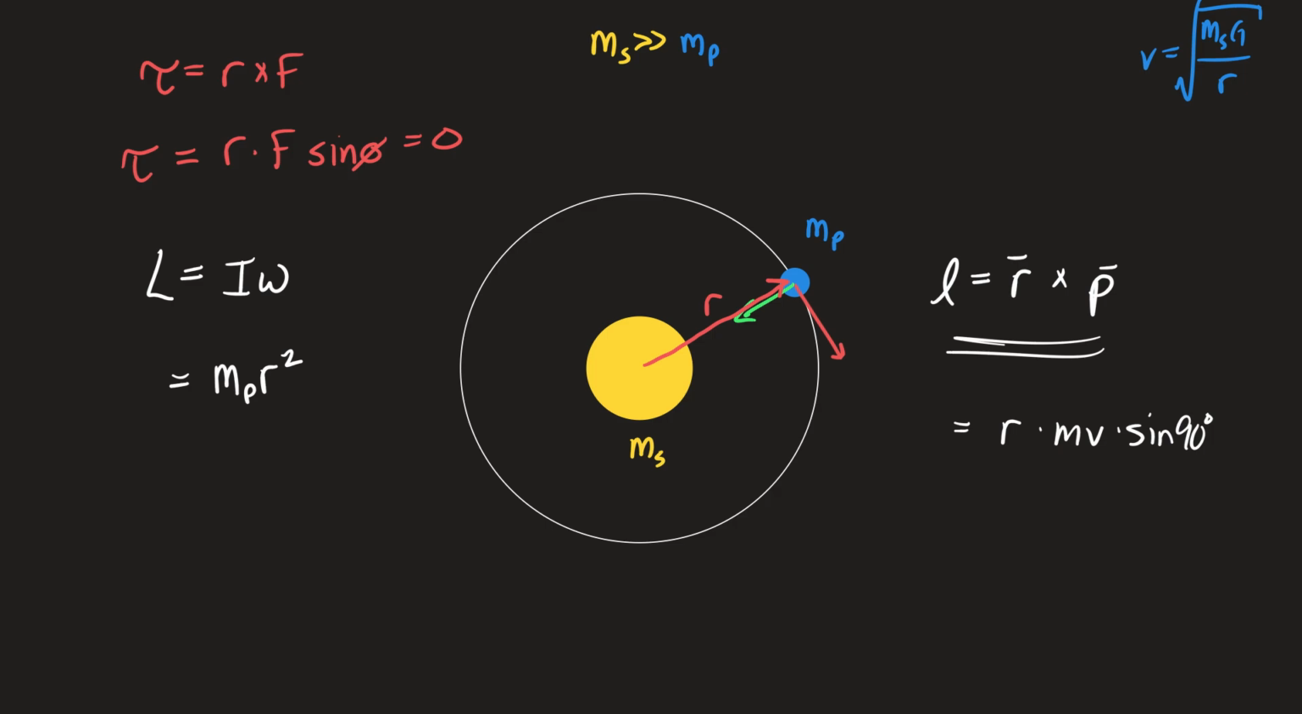Right? You guys see why I'm doing that? And omega is just v over r. It's like substitute v over r in for omega. And clearly, this works out to be mp times r times v. They are the same, just different order. But they're the same, right? That has to be true. They have to be in agreement.